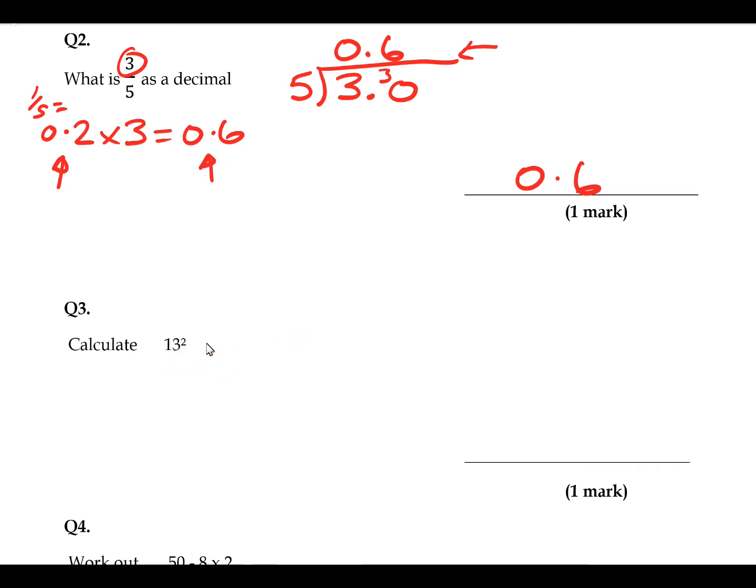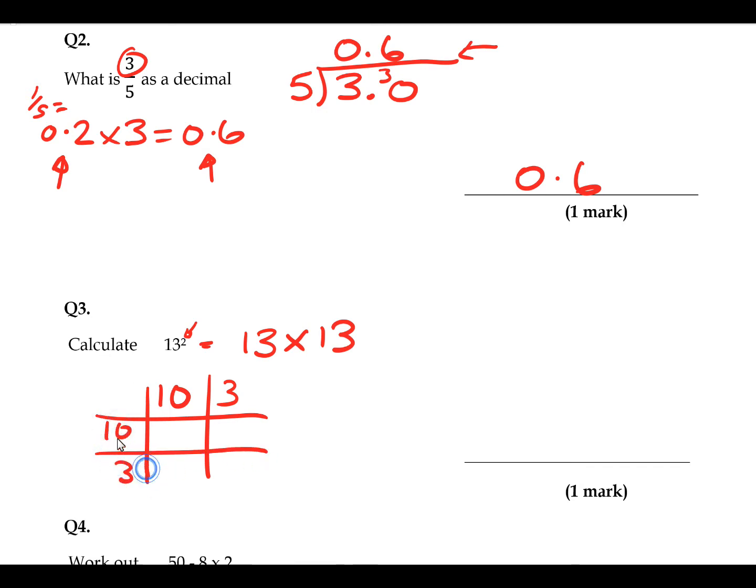Question 3. Calculate 13 squared. So the first thing is you need to remember what 13 squared means. And it means in maths 13 times 13. And you might not remember your 13 times tables, so we need to multiply them. And we'll use the box method to do this. So 10 times 10 is 100, 10 times 3 is 30, 3 times 10 is 30, and 3 times 3 is 9. Add the columns up, and then add the two numbers together. So 13 squared is 169.